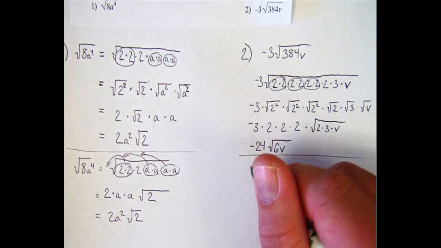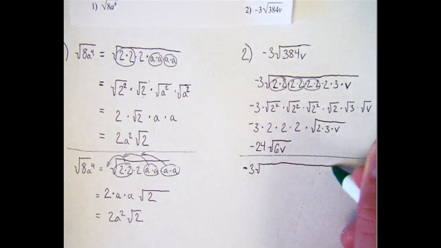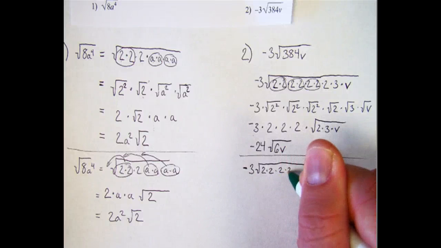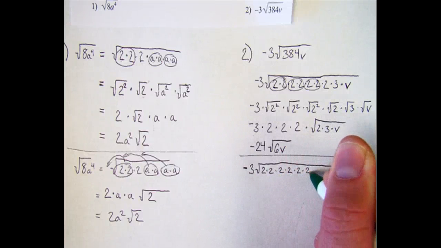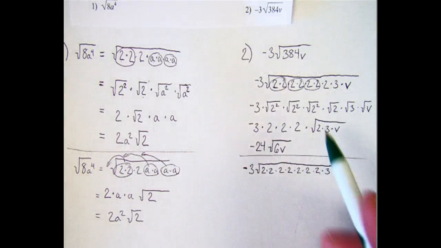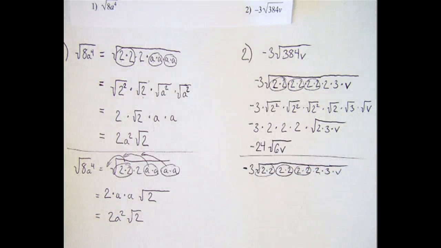Now I'll work it the second way in the hopes that maybe that'll catch a few people that may not have gotten the other way. My word, that's a lot of 2s. All right, so we look for groups of 2. There's a group of 2, there's a group of 2, there's a group of 2, and that's it.